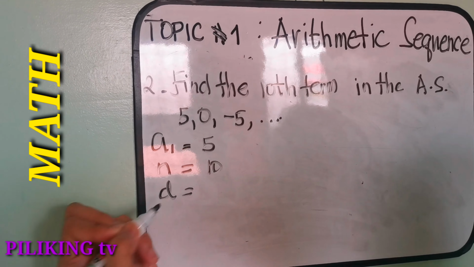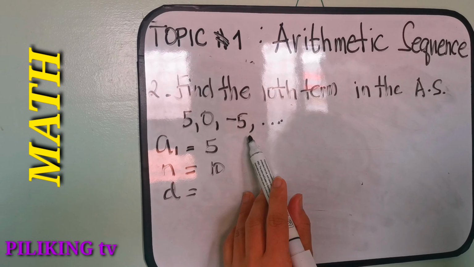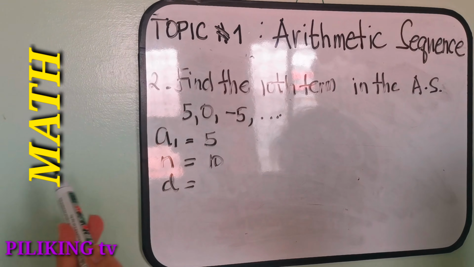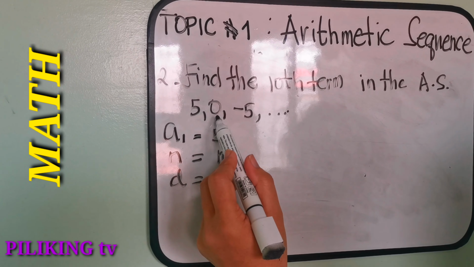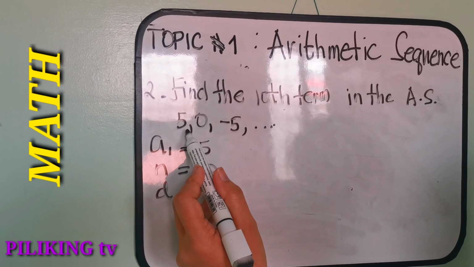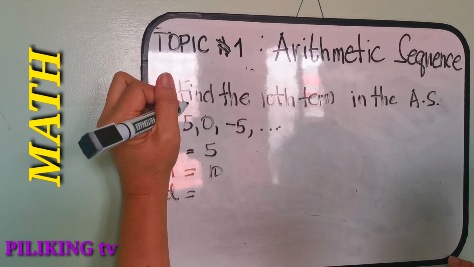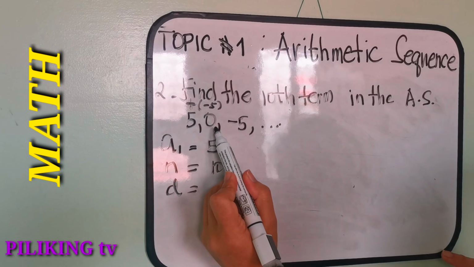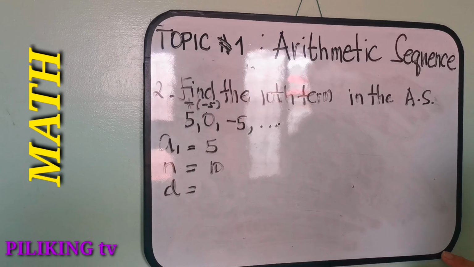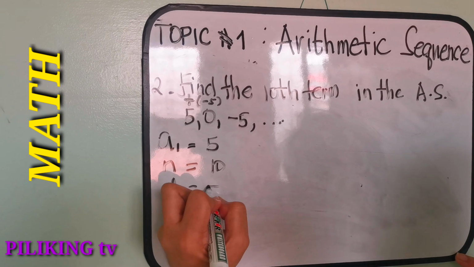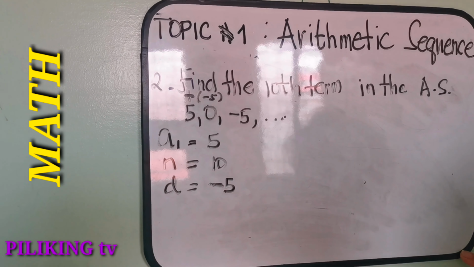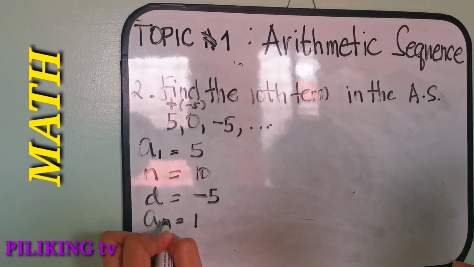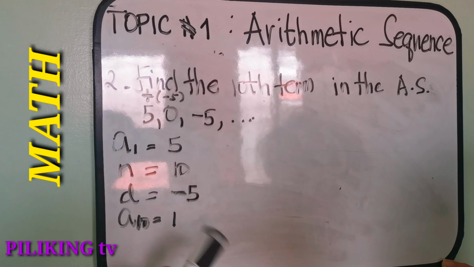Then what is our common difference? Take a look at the first, second, and the third term. What will you add to 5 to make it 0? As you can see, it is decreasing, so you have to add a negative number. To make it 0, what will you add to 5? That is negative 5. So 5 plus negative 5 is 0. Then 0 plus negative 5 is negative 5, and so on. So our common difference is negative 5. And our n is 10, A sub 10, that is what we are looking for.